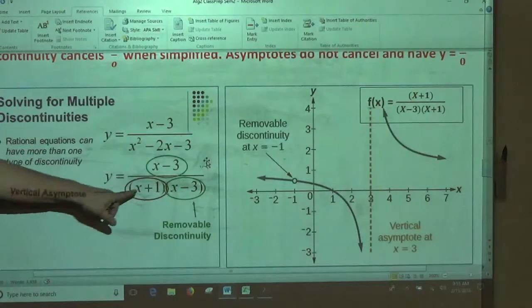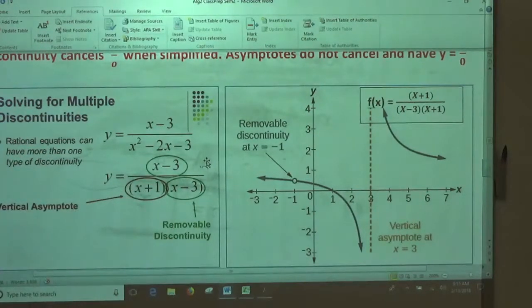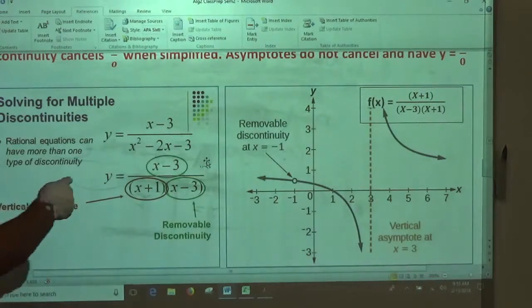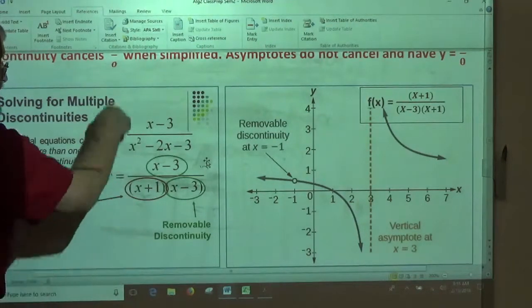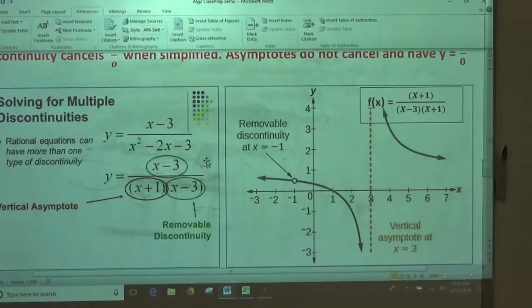And then the other one is where there's just one in the bottom. That will become an asymptote. What you do is put a dotted line, and you know it's going to approach it but not cross it. Pretty simple. Those are important definitions, but that's all they are, is definitions.